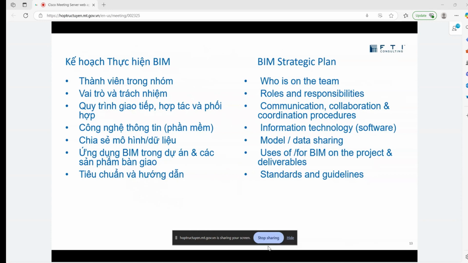Absolutely critical is setting up the communication, collaboration and coordination procedures. And this can be supported with technology. So this can be supported with common data environments. It can be supported with cloud solutions. And the method by which the information is shared is important. And again, the uses for BIM on the project can be defined. So you can have a light touch or you can have a very substantial touch.